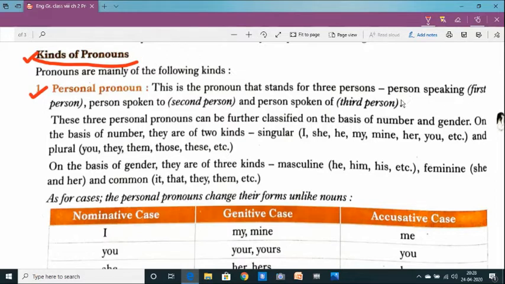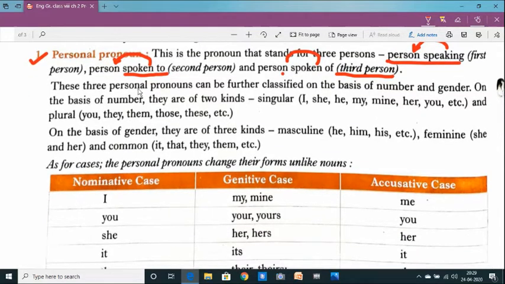So the speaking person is like I, we. The person spoken to, the person whom we are speaking to, is the second person: you. And the person spoken of, him, is the third person. He, she, it, they, all these are third person.